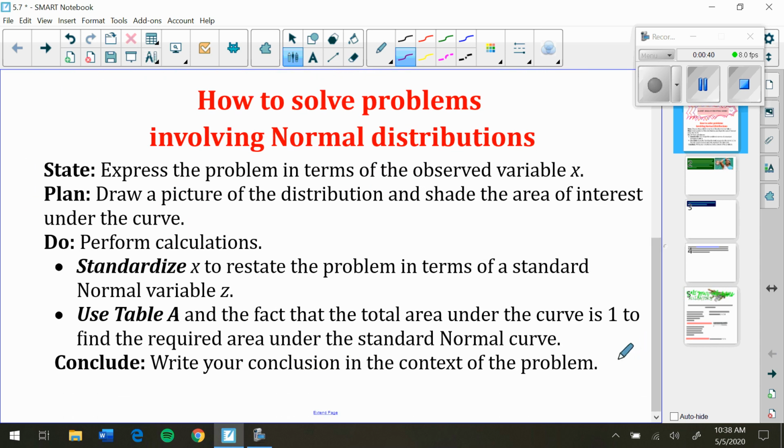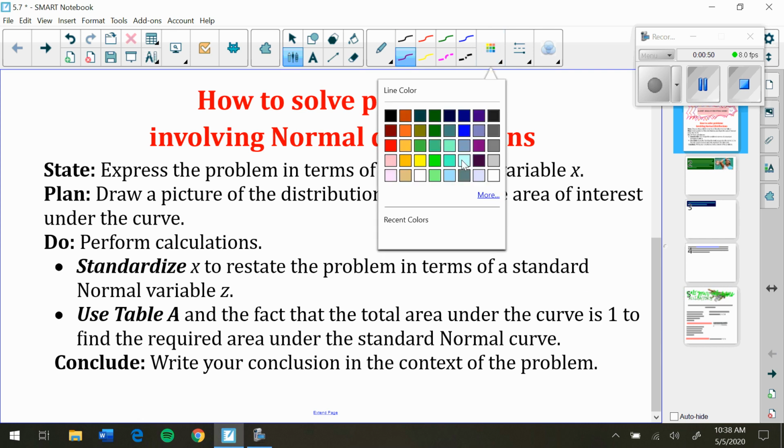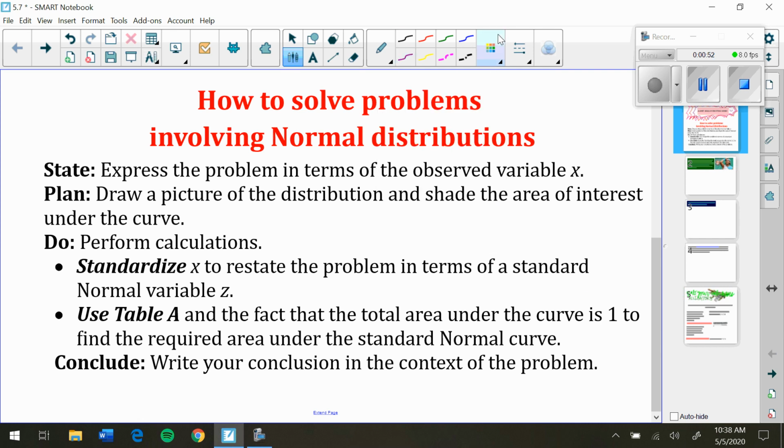We've got a couple general steps, and I'm going to go through each of these steps. Now, you don't necessarily have to write out all the work for each of these every time, but there are some things that are definitely helpful. So I'll give you the general things and we'll work through it together. First, state: express the problem in terms of the observed variable x. So basically, write out what you are trying to find. Plan: draw a picture, meaning make a curve of that distribution, so our normal curve, and shade the area of interest. So let's say it's: what's the chance that we're going to get less than this value?